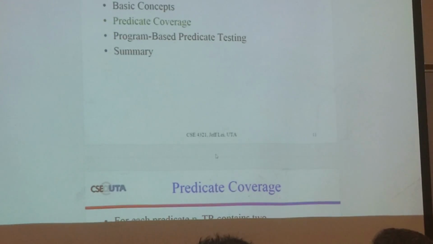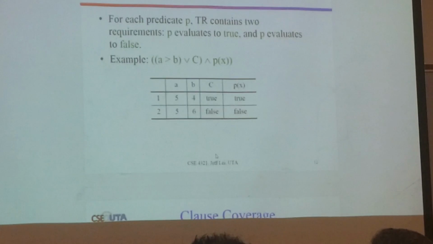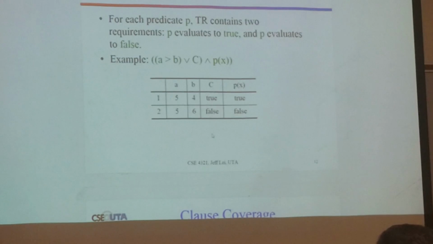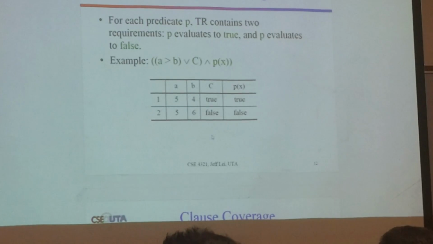Next we're going to look at some coverage criteria that we could apply to the predicates that we want to test. The first one is a very straightforward coverage criterion. Basically, if you have a predicate, I want to test what happens if the predicate is true, and what happens if the predicate is false.